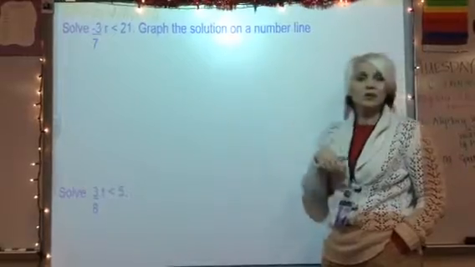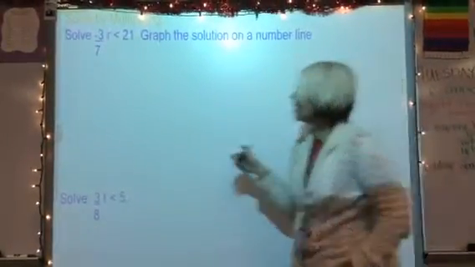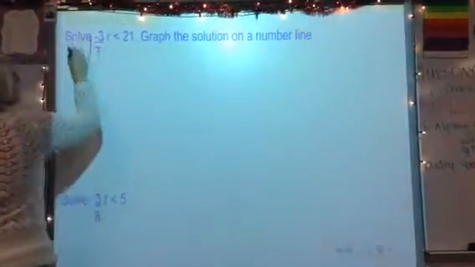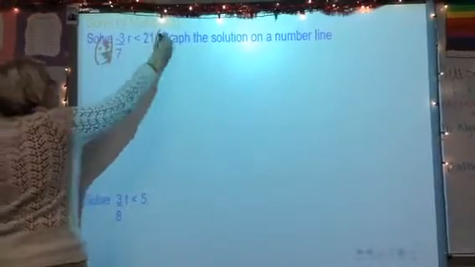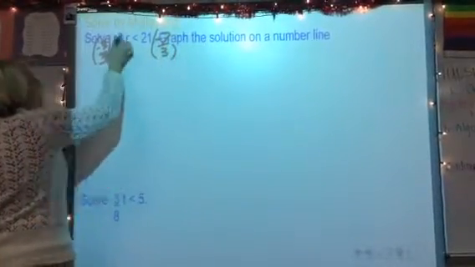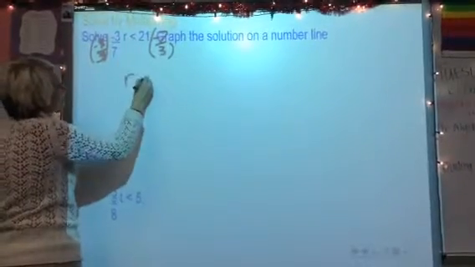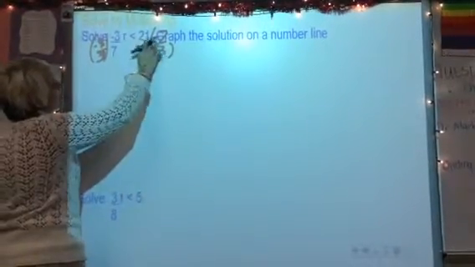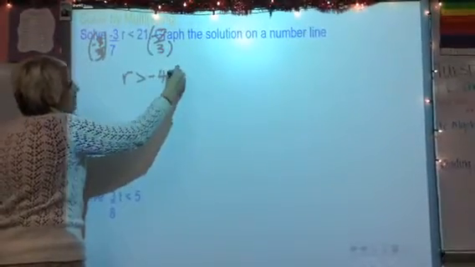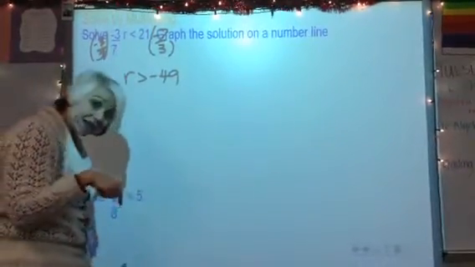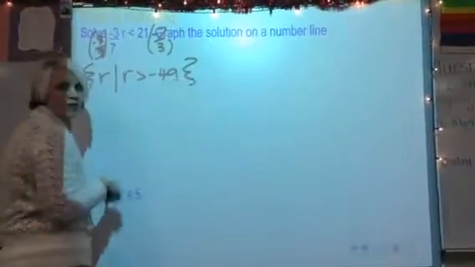Now we're going to solve by multiplying. If you look, this is negative 3/7 r is less than 21. So I'm going to multiply both sides by the reciprocal, negative 7/3. So this will cancel and I'll be left with r. Multiplying by a negative flips the symbol. And when I take 21 times negative 7/3, that's going to be negative 49. Just like yesterday, you have to put your final answer in set notation.